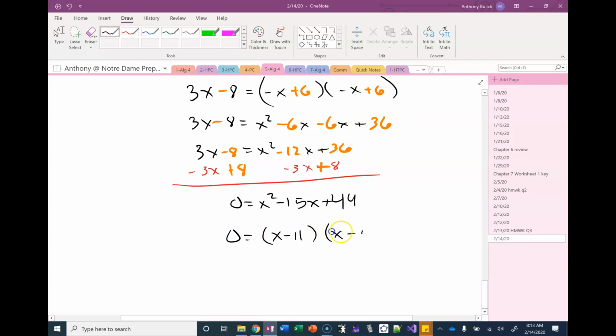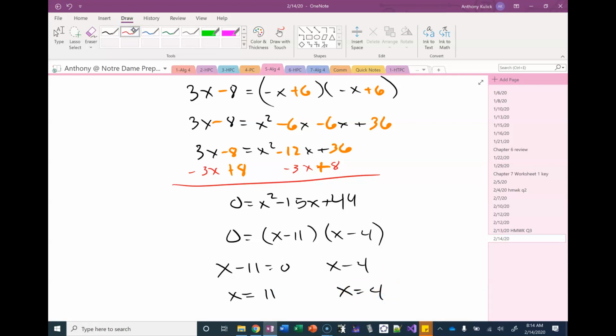Good. Negative 11 and negative 4 are going to multiply to give us positive 44, but add to give us negative 15. So when I set each of those pieces equal to 0 and solve, I get positive 11 and positive 4. I then need to check those. 11 fails, but 4 works. Nicholas, does that feel okay? Yeah. Okay.